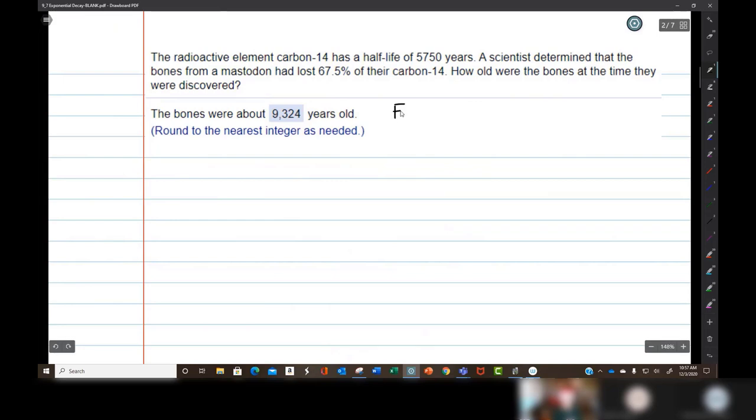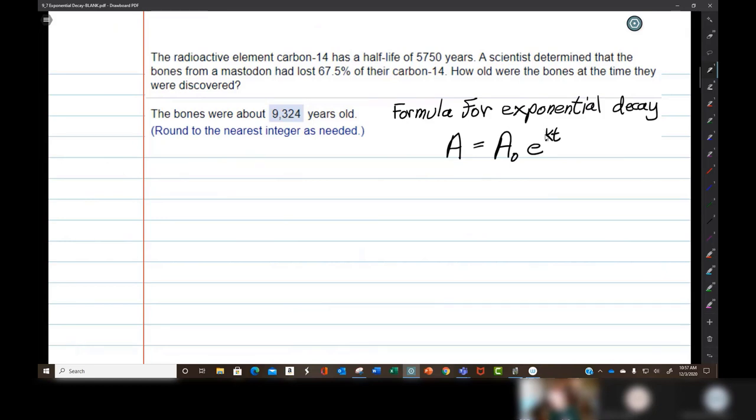Should I write it here? Formula for exponential decay: A equals A naught e to the kt. Now your book says negative kt, but I disagree with that, because if you leave it like this, then k automatically becomes negative. So we're just going to do it the way it should be done.